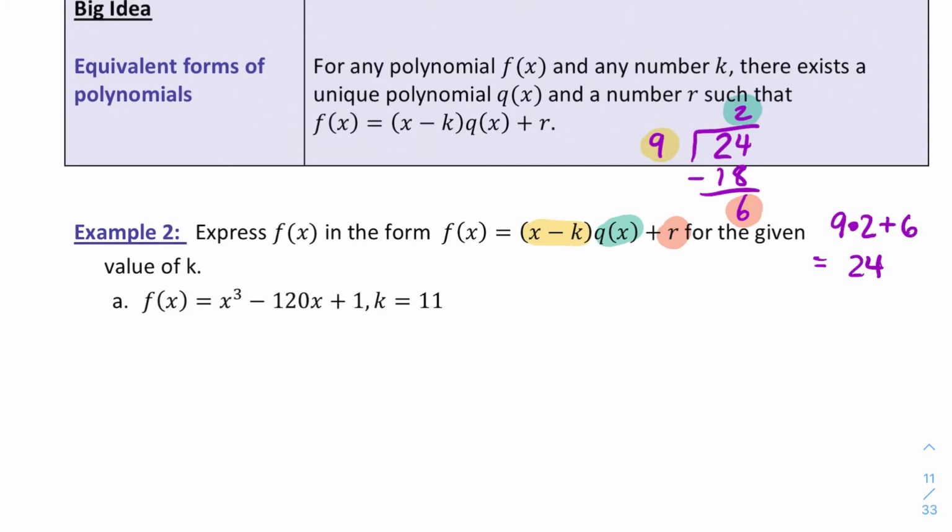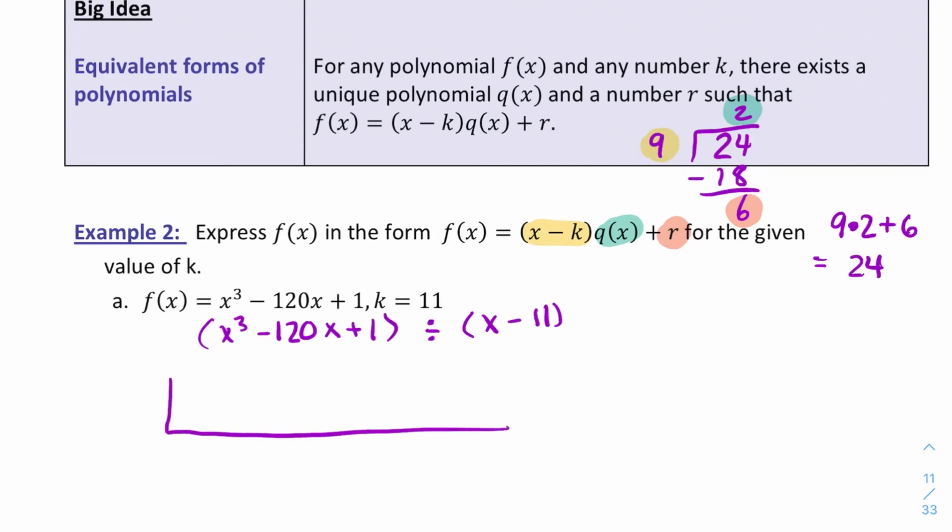So they tell us to write our polynomial in the form (x minus k) times q of x plus r. So essentially what we're doing is using that value of k to tell us what we're dividing by. We're going to take my original polynomial here, and I'm going to divide it by x minus 11, since we're rewriting it in the form (x minus our value of k) times our quotient.